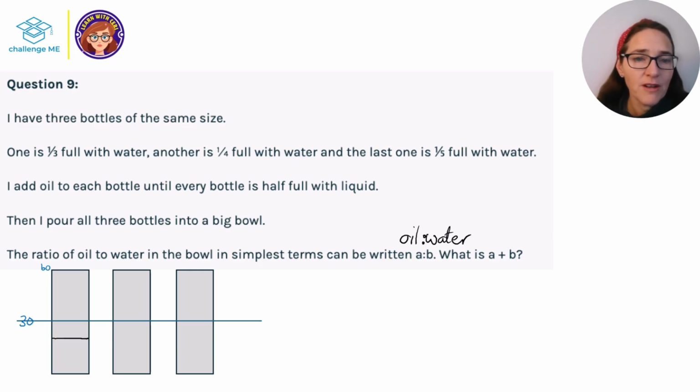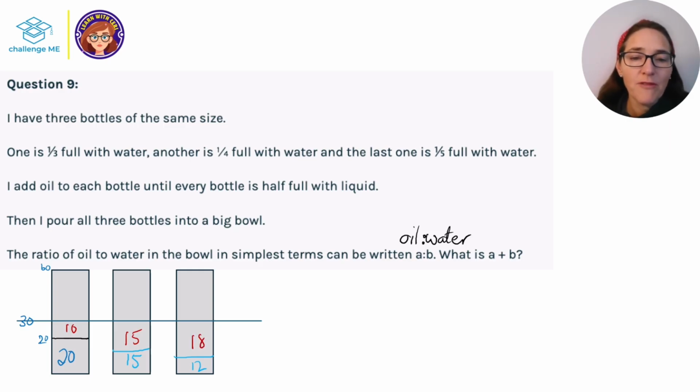The first one, a third full with water, is going to be 60 divided by 3, so that makes 20. So let's write it inside, 20. And so the oil would therefore be 10. The next one, water, is going to be at a quarter full. A quarter of 60 is 15. I didn't quite get that line in a great place, but we know that 15 and 15 makes 30. And the final one is a fifth full with water. If we divide 60 by 5, we get 12. And so 12 plus 18 is what's going to fill that up to halfway.